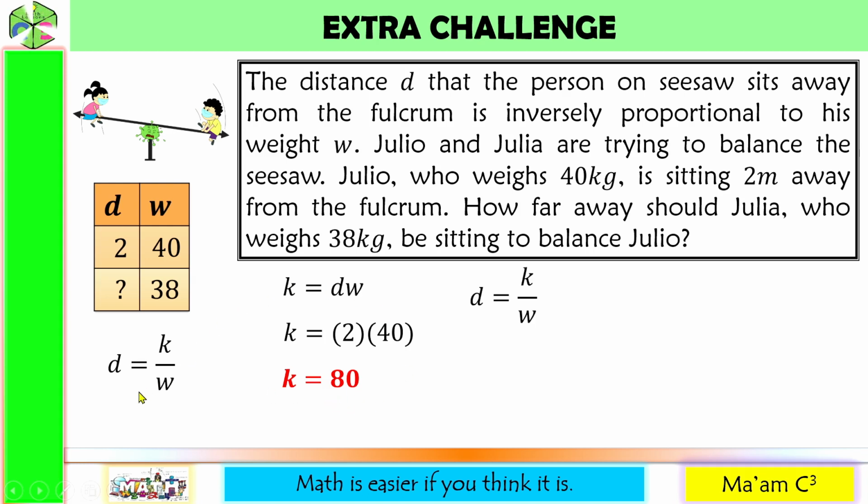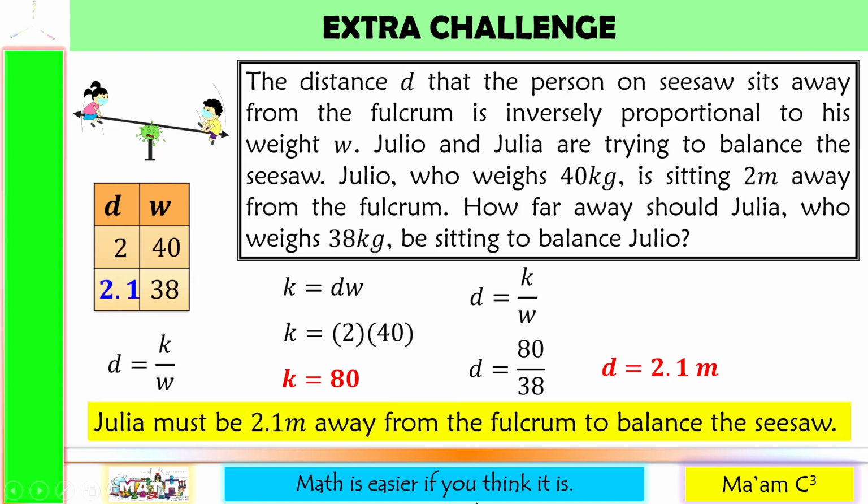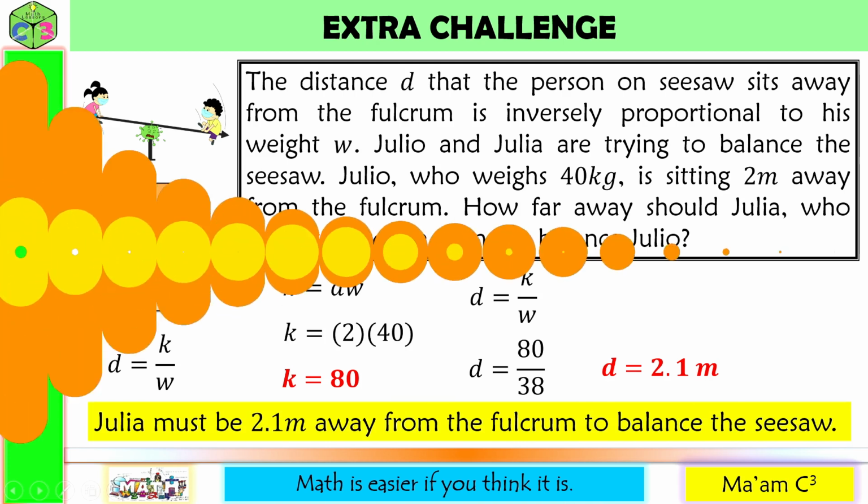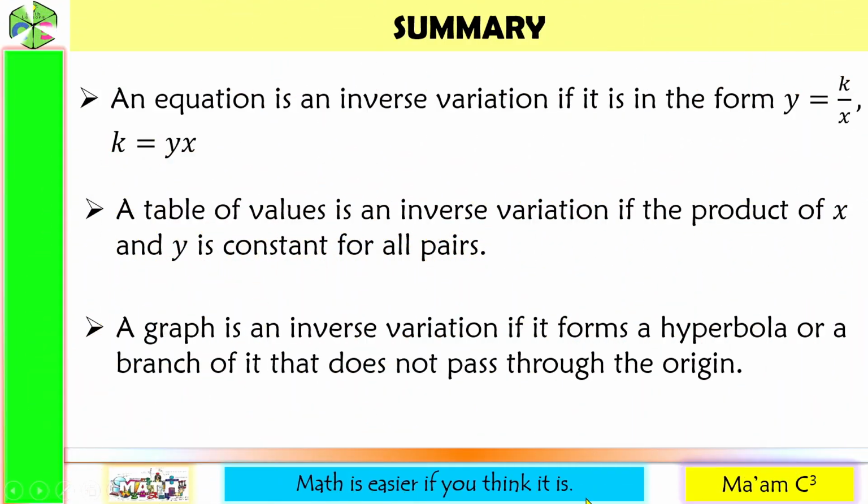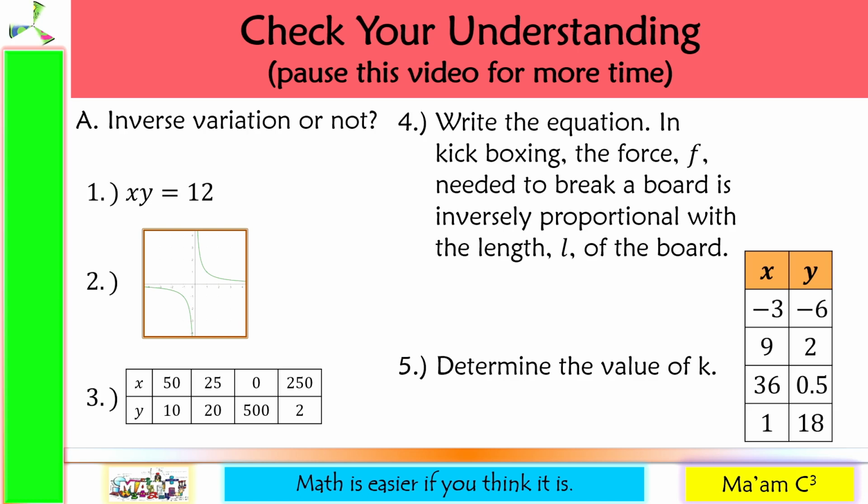Let us recall this formula and substitute 80 for K, while W is 38. So we have 80 divided by 38, and that is equal to 2.1. So if Julia weighs 38 kilograms, she must be 2.1 meters away from the fulcrum to balance the seesaw. For the summary, here are the things that we discussed in this lesson. Take time to understand this. Now, it is time to check your understanding. Pause this video for more time.